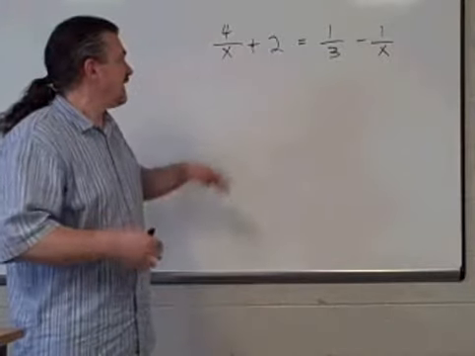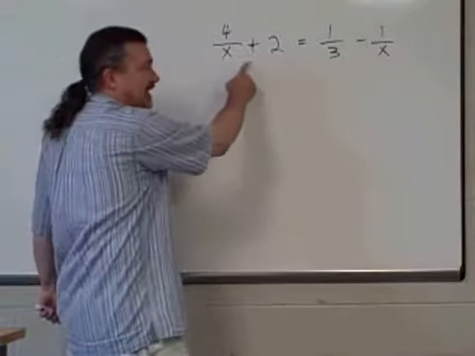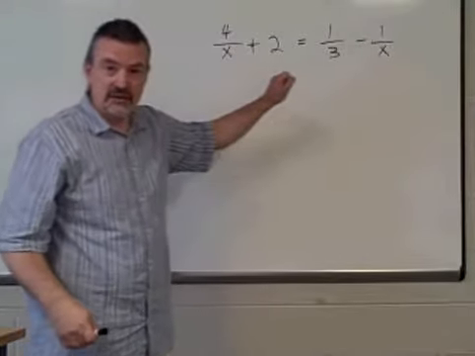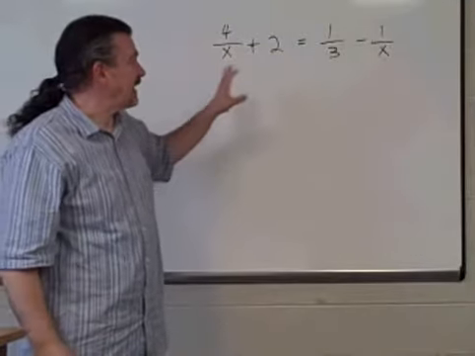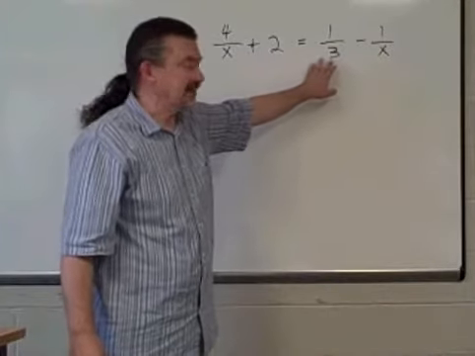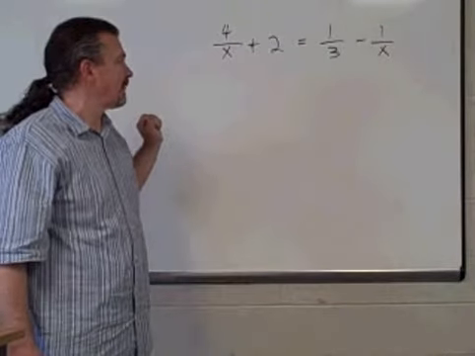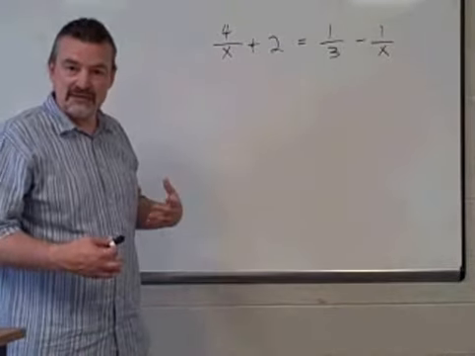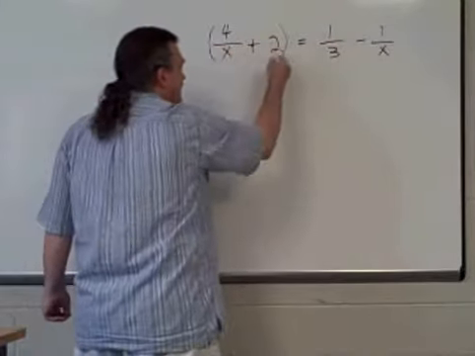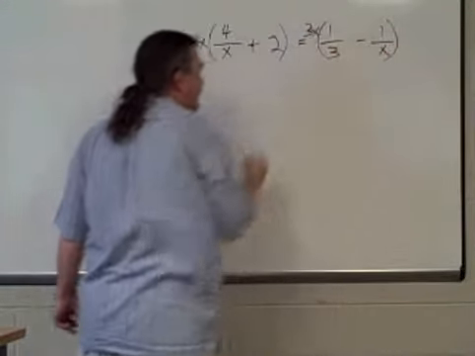In this case, my least common multiple has to have x, so that when I multiply these two fractions, the x's will cancel, and my least common multiple will have to have 3, so that when I multiply it times the fraction 1/3, it will cancel the denominator 3. So I'm going to use 3x as my multiplier here. I'm going to multiply both sides of the equation by 3x.